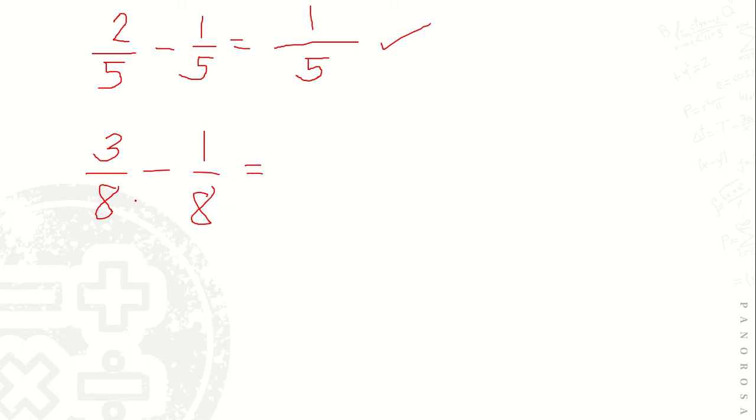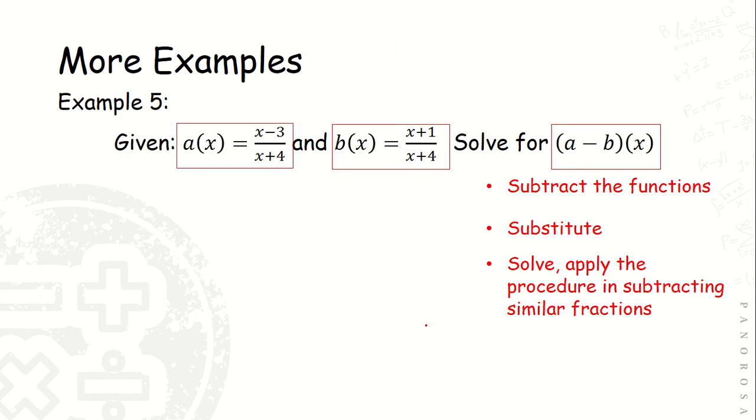Another example, you have 3 over 8 minus 1 over 8 equals, copy 8 in our denominator because they are similar fractions, and then do the operation in the numerator. 3 minus 1, we have 2. And then lowest terms, so we have 1 over 4. So let's go back to our example. So first, we need to subtract our fractions.